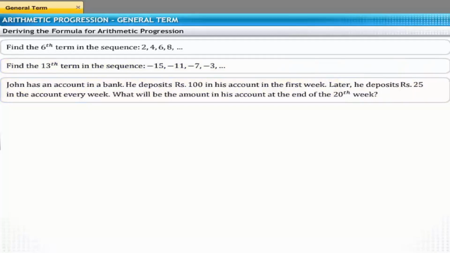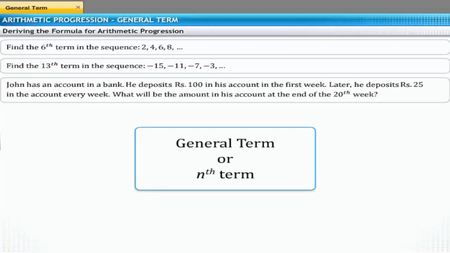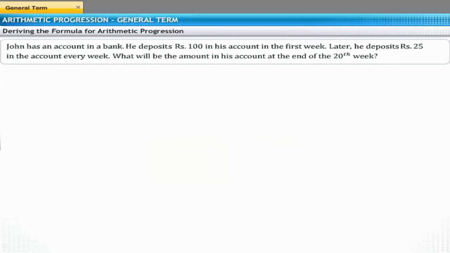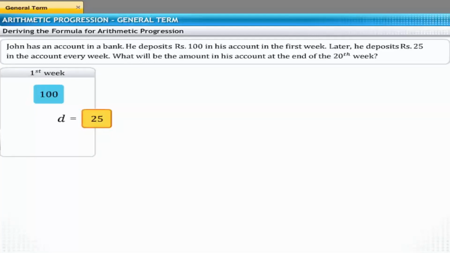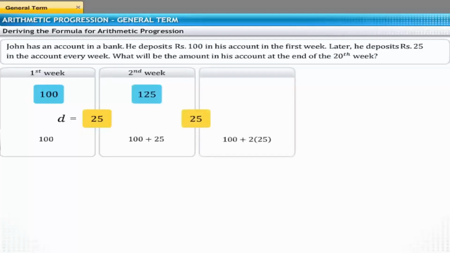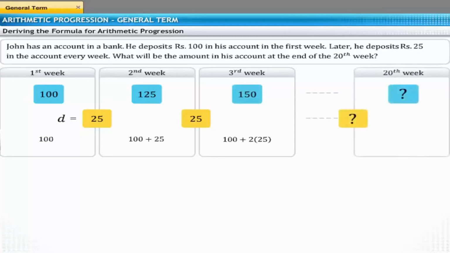To solve such problems quickly and easily, you can derive a formula to determine the general term, that is, the nth term or the last term in a sequence. Let us consider problem 3. After saving 100 rupees in the first week, John saves 25 rupees every week. Therefore, the common difference, D, in John's savings every week is 25. Thus, the balance in John's account is 100 in the first week, 100 plus 25 in the second week, 100 plus 2 multiplied by 25 in the third week, and so on.